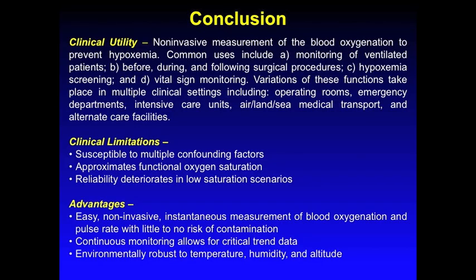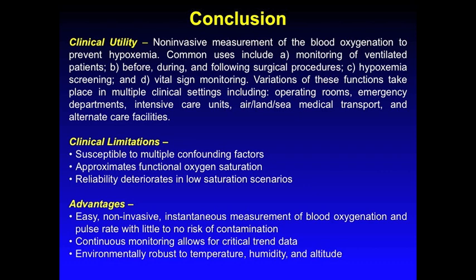In summary, the clinical utility of pulse oximetry is to non-invasively measure the level of blood oxygenation. Pulse oximeters display SpO2 as a percentage and pulse rate in beats per minute. Common uses include monitoring for ventilated patients, before, during, and following surgical procedures, hypoxemia screening, and vital sign monitoring. Variations of these functions take place in multiple clinical settings, including operating rooms, emergency departments, intensive care units, air, land, and sea medical transport, and alternate care facilities.